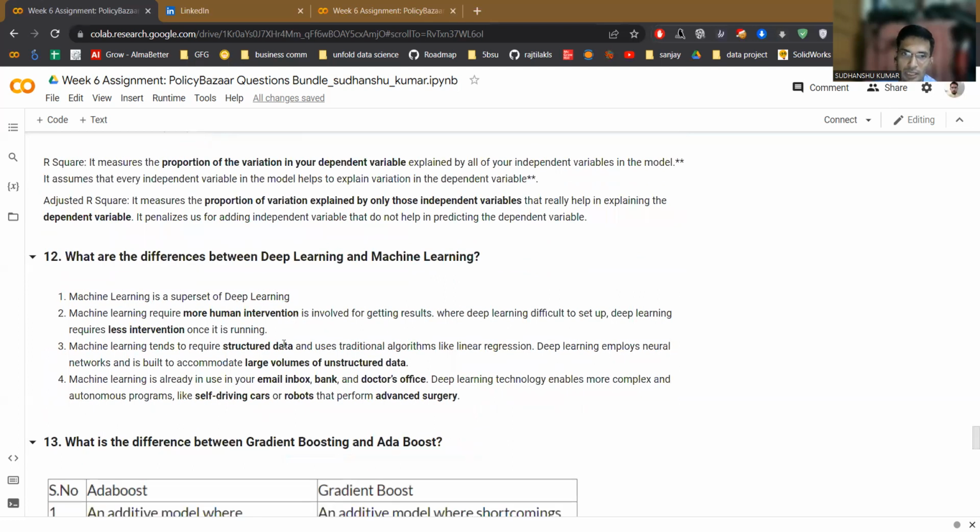What is the difference between machine learning and deep learning? Machine learning is a superset of deep learning. In machine learning, we require more human intervention, and in deep learning, we require less human intervention. Machine learning can handle structured data, while deep learning can handle large volumes of unstructured data. Machine learning we use in daily life, like email spam filtering, bank fraud detection and medical research, while deep learning is used in the robotics field, like self-driving cars and robots that perform advanced surgery.